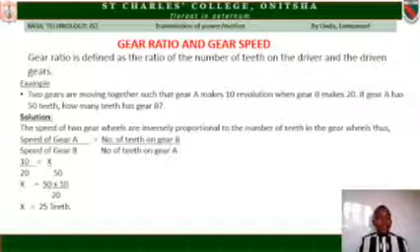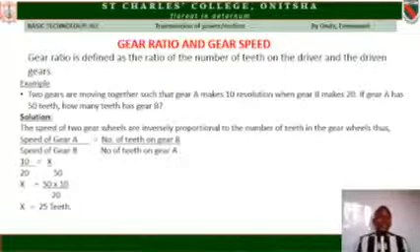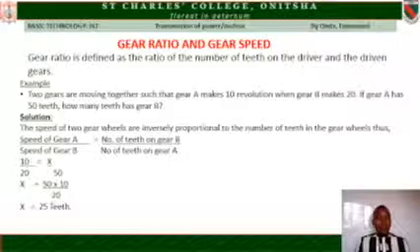Now, the speeds of two gear wheels are inversely, that is opposite, proportional to the number of teeth in the gear wheels. Thus, speed of gear A all over speed of gear B is equal to number of teeth on gear B all over number of teeth on gear A.